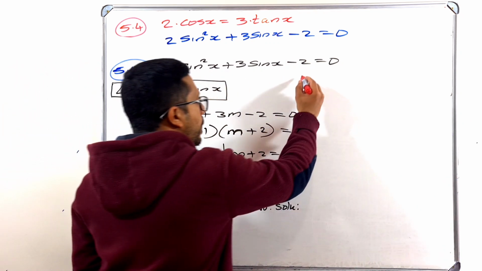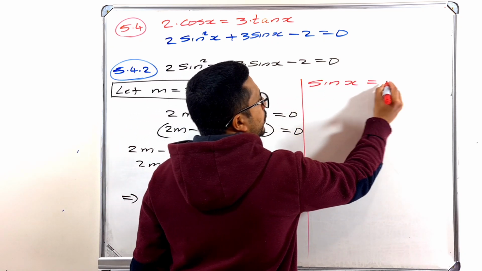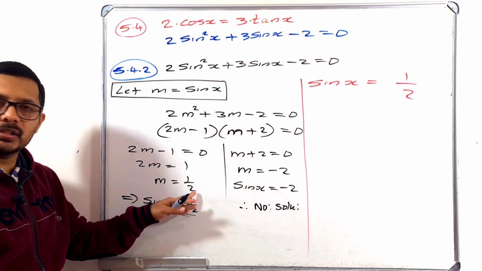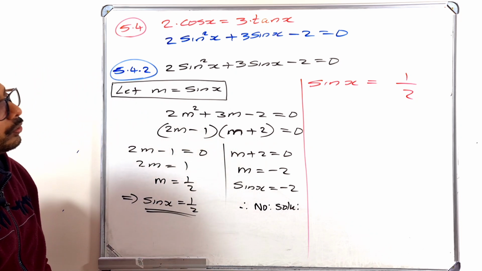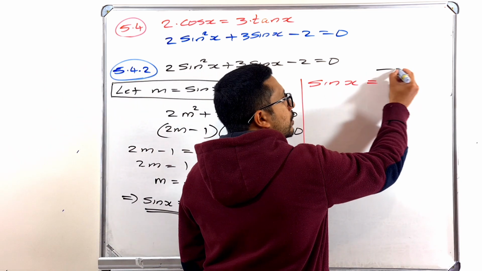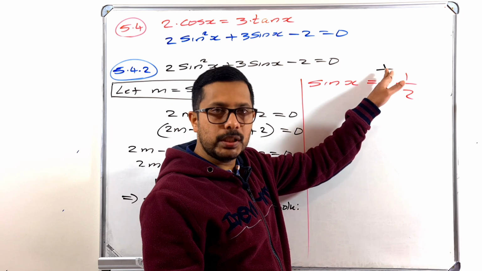Okay, so sin x, what is our equation now? Sin x is equal to half. That is our solution. Sin x is equal to half. Okay, so now sin x is half means what? It is positive half. Okay, so sine is positive.